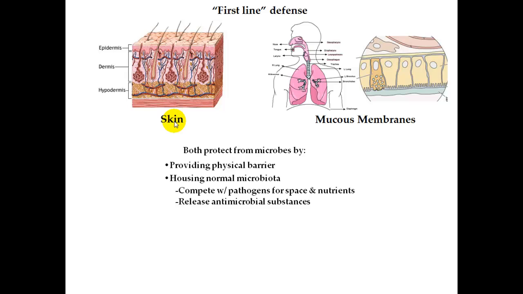One other thing that the skin and the mucous membranes can do to protect us against pathogens is that they can actually themselves release substances that are antimicrobial, that can kill off pathogens. And so these are three examples then of antimicrobial substances that are secreted by the skin and or the mucous membranes. So it's lysozyme, peroxidase, and lactoferrin.